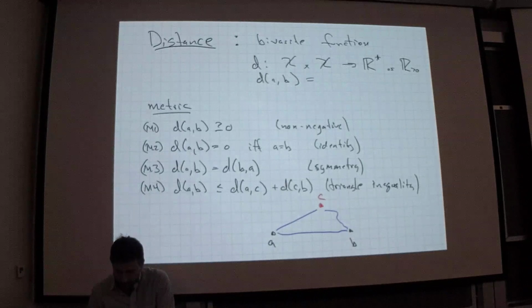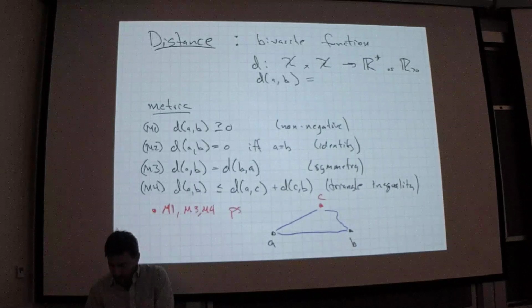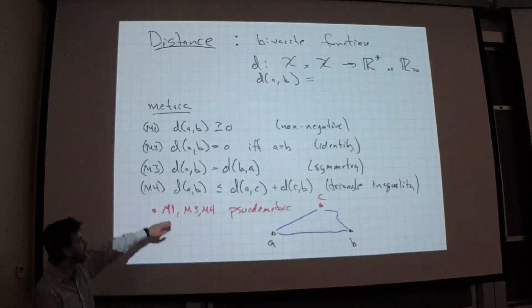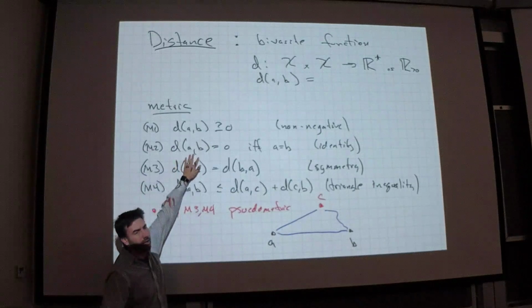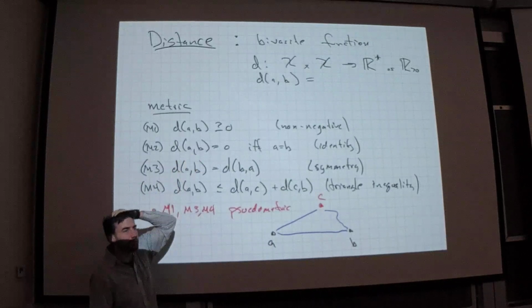Okay, so there are subsets of these properties which sometimes come up. If I have M1, M3, and M4, then I would call this a pseudo metric. So this is kind of like a metric, but I don't have that two things are only equal to 0 if they're exactly the same.